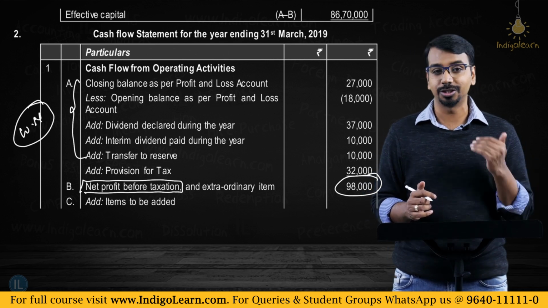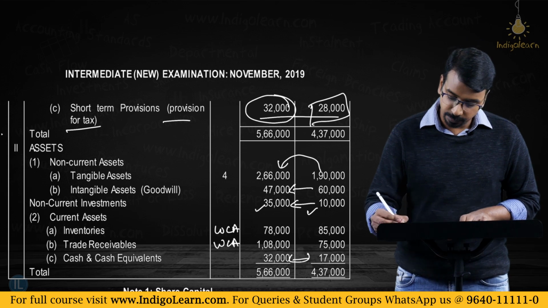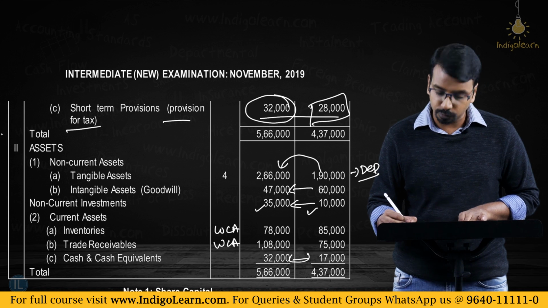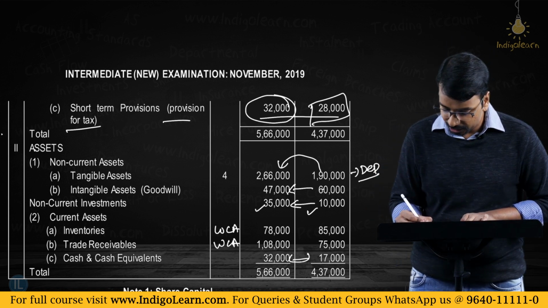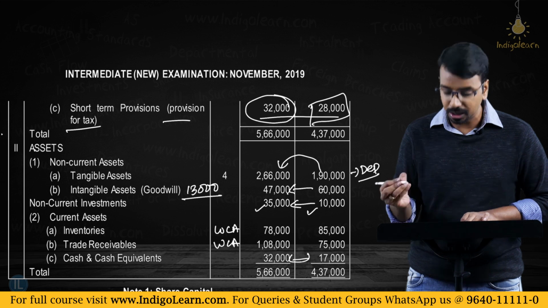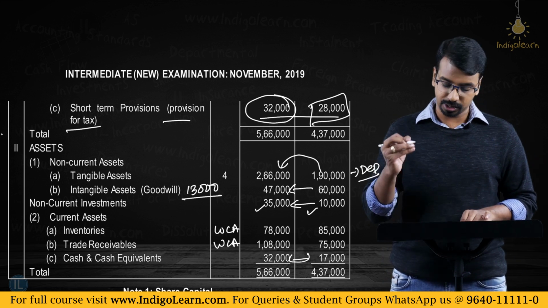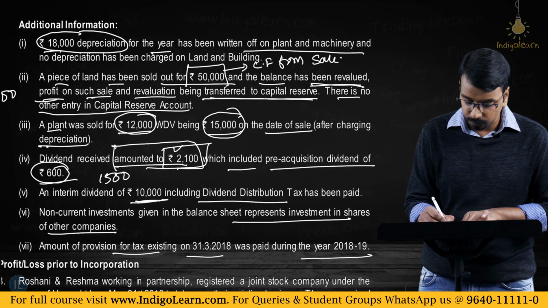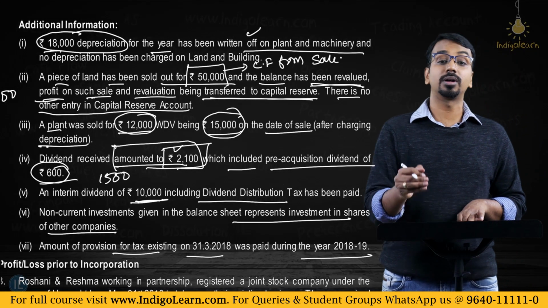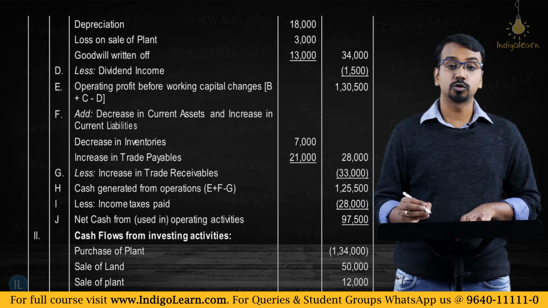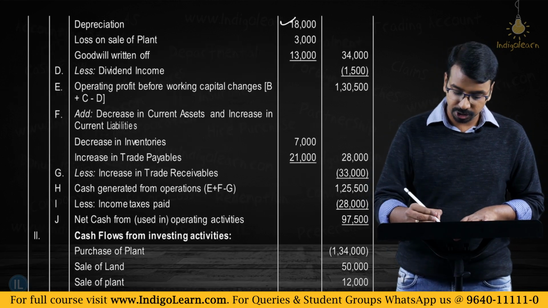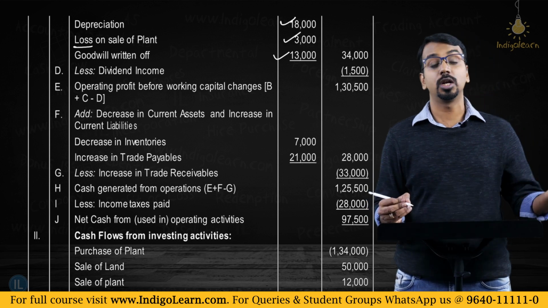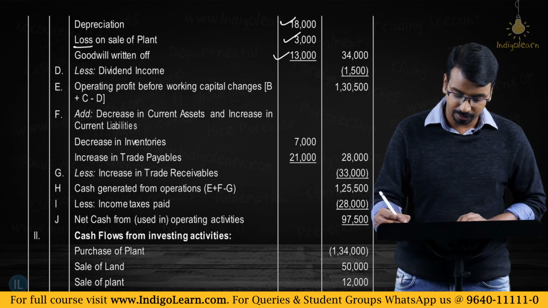Let's go back to the balance sheet. Now if you look at the balance sheet, for tangible assets we will have depreciation which we will need to adjust. Then for intangible assets from 60 to 47, the goodwill value has come down, which means there is an amortization of 13,000, which is also a non-cash item which needs to be adjusted. On depreciation, if you look at the question, they have mentioned that 18,000 of depreciation for the year has been written off. So this is the amount that has been charged, right? So 18,000 of depreciation as given in the question, 13,000 of goodwill written off, and then we had a loss on sale of plant which is 3,000, which belongs to some other category. We will add that back, right?